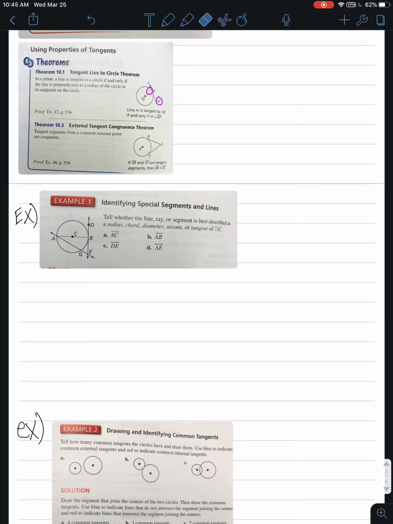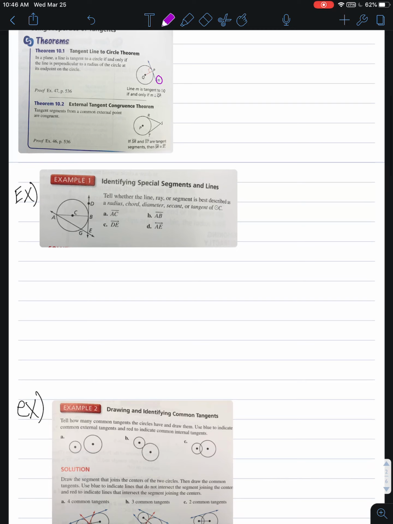And you'll see later on we're going to have to prove that a couple different ways, and we'll have to show that that is true in order for it to be a tangent line.